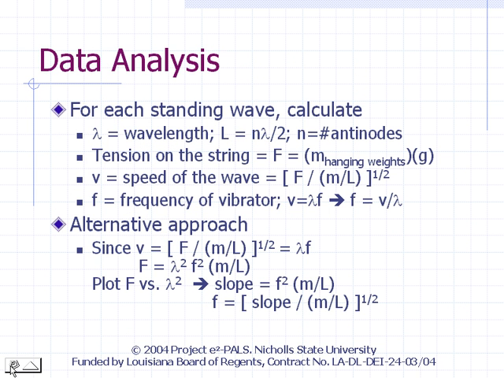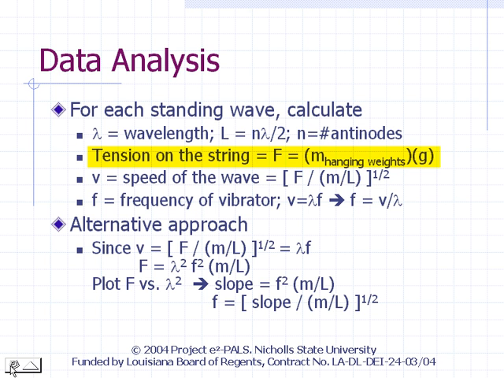Here's what you need to do with your data. For each standing wave, calculate the wavelength, tension on the string, the speed of the wave, and the frequency of the vibrator, f. You will recall that we get a standing wave whenever L, the length of the string, is an integer multiple of lambda over 2. The integer, N, is simply the number of antinodes. Therefore, we have all the information we need to calculate the wavelength. The wavelength is equal to 2 times L divided by N.